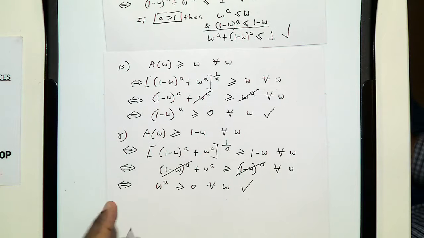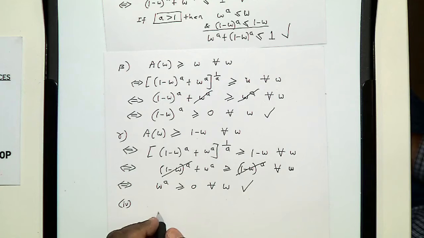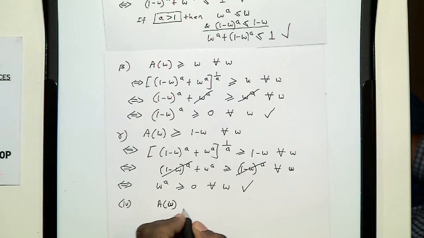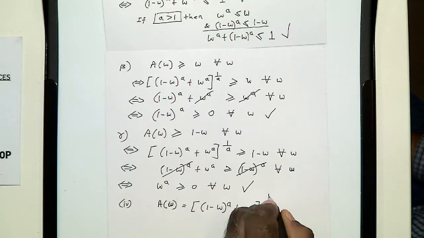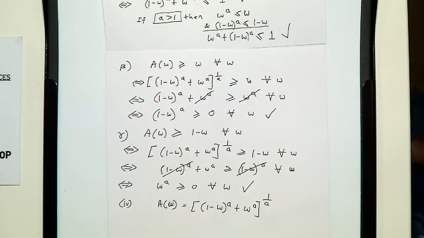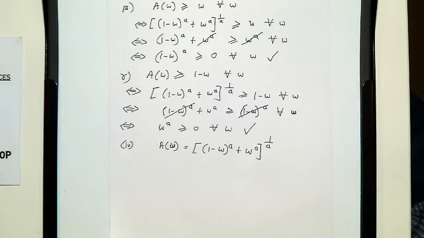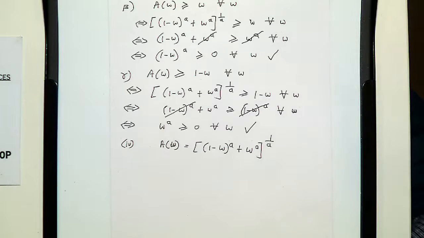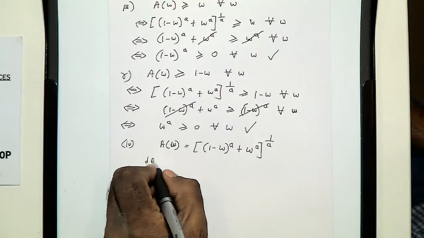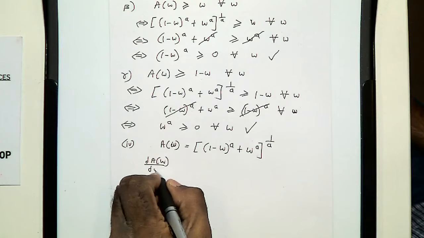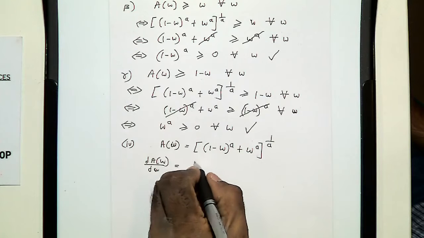Okay. The final condition is to check whether A is convex or not. Right. Now, let me write down one more time that A of omega, this is your A of omega. Now, to check whether this is convex or not, you need to take the second order derivative. All right, so let's see. So the first order derivative is, you should do the math, correct me if I'm wrong.